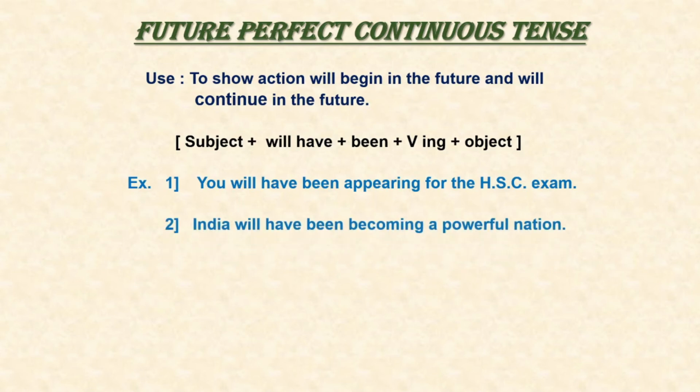Second one, India will have been becoming a powerful nation. Again, look at this structure. India will have been becoming. The structure is correct, but I told you that action will begin in future and it will continue in future. Such kind of imagination, thinking is almost impossible while speaking. So we rarely use it, but we should change into the tense using the formula.